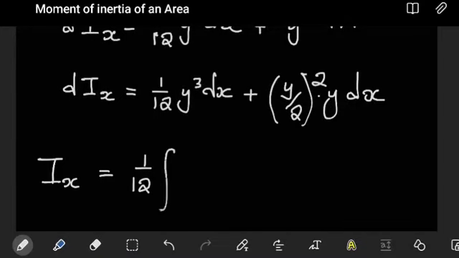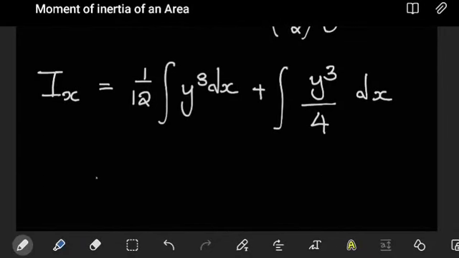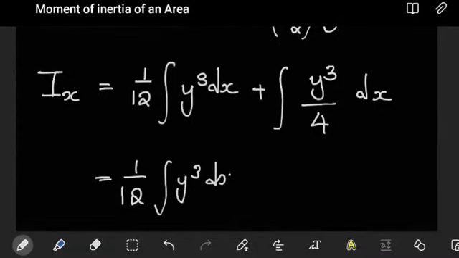So this part will get the integral, and plus the second part, when we square that part, this is going to be the integral, y squared there, then the y squared will multiply the y there, giving us y cubed. And then the 2 gets squared, giving us a 4. Then we have dx. So what we have is 1 over 12, the integral of y cubed dx, plus this becomes 1 over 4, then the integral of y cubed again, then dx.